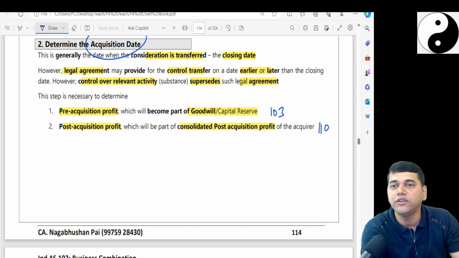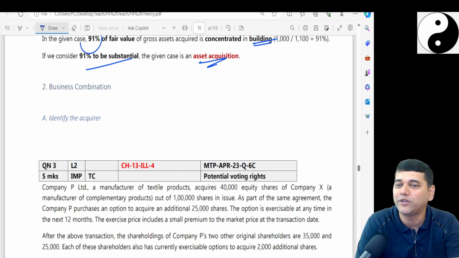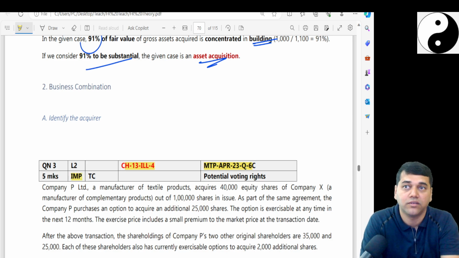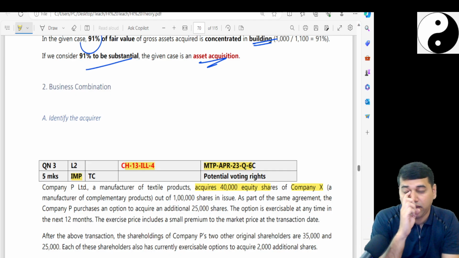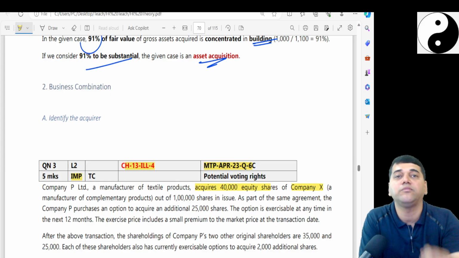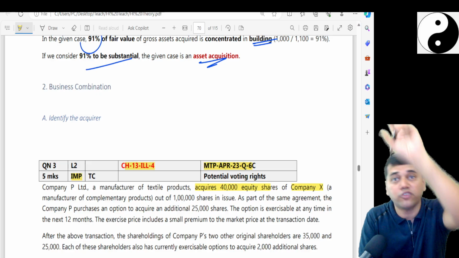Yes. Now let us look into some theoretical questions of identifying acquirers. Since you are very clear now, you should be able to tell me. See, this question came in MTP also along with the illustration. Very important question with numbers, but theory is there. Now you should tell me: company P, a manufacturer of textile, acquires 40,000 shares of company X. Again, I will not tell you now. You should have understood what this means. P acquired X means what? Means P paid purchase consideration to the owners of X.